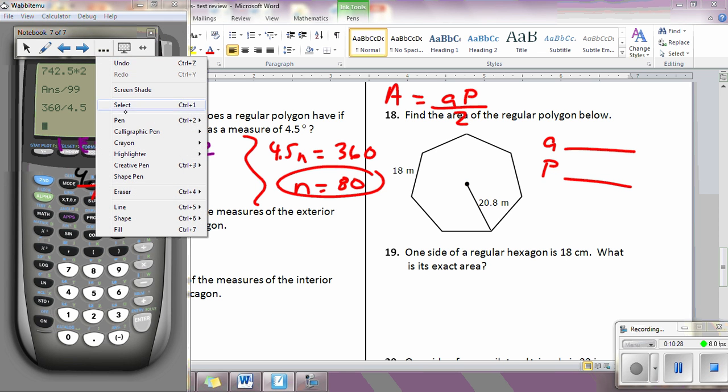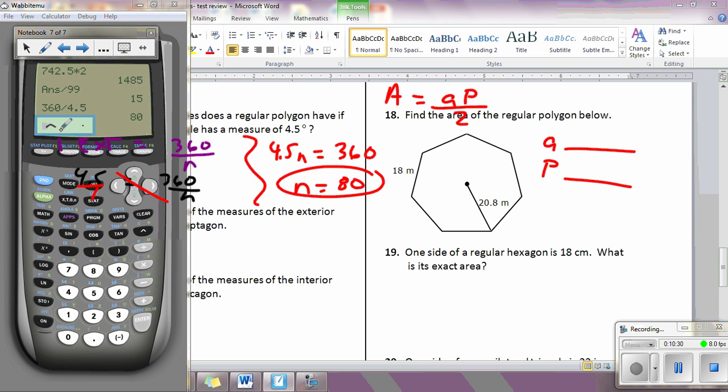You might want to do these in steps, just as I am about to do. So the first thing I would find is my perimeter. That's pretty easy. The perimeter is going to equal 18 times the number of sides. So there's 1, 2, 3, 4, 5, 6, 7. So 18 times 7. That's my perimeter.